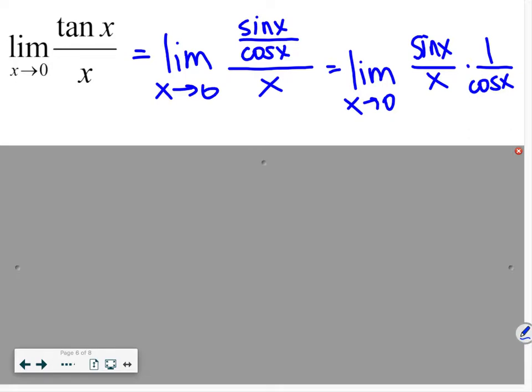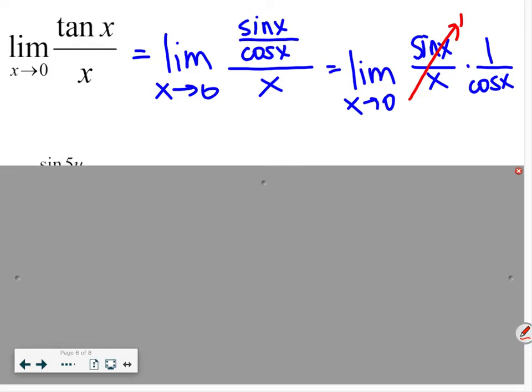Why did I do that? Because the limit as x approaches 0 of sine of x over x goes to 1. And when we plug in 0 for cosine of x, the cosine of 0 is 1. 1 times 1 is 1.